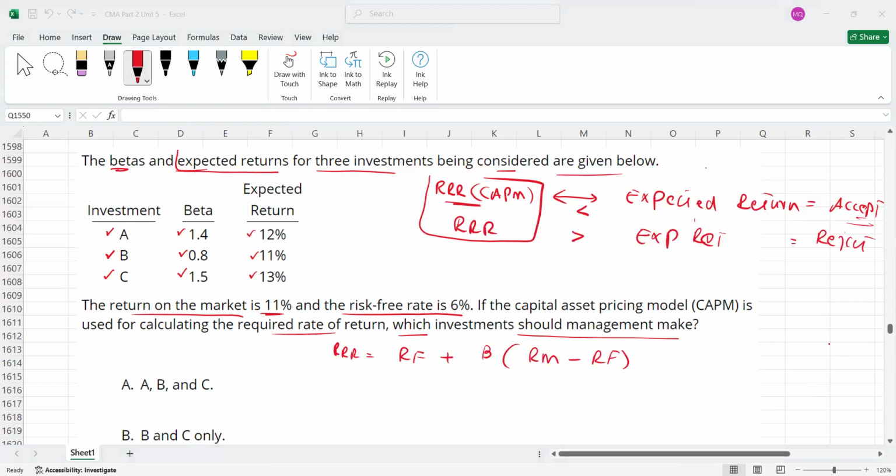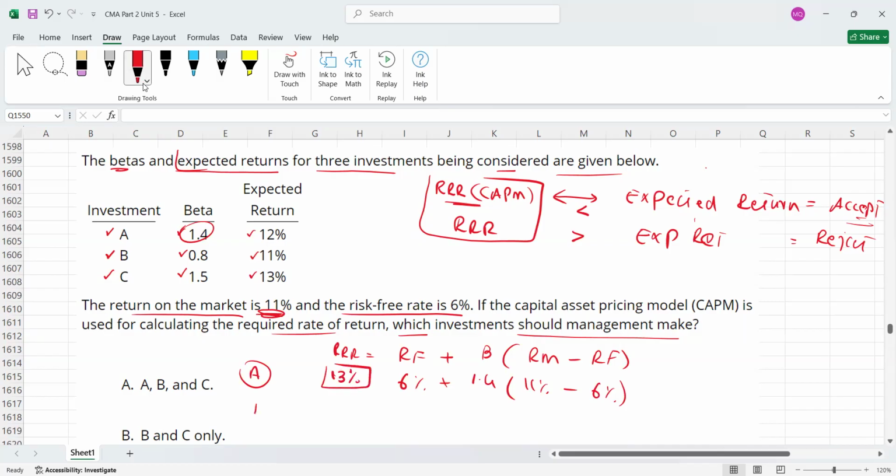Okay. So first we are calculating for investment A. The risk-free rate is given as 6%, plus the beta value for investment A, which is 1.4, times the return on market, 11% given here, minus 6%. If you solve it, you will get the required rate of return. It will be 13%, I believe. So we got one answer for investment A.